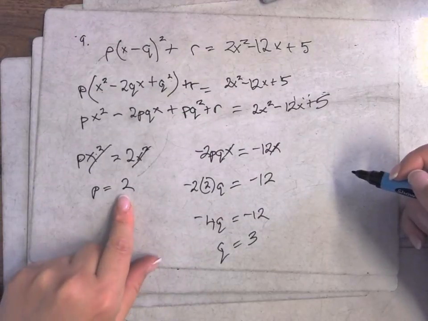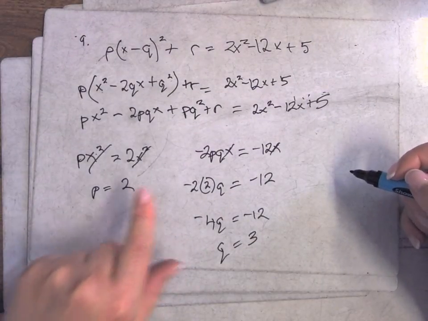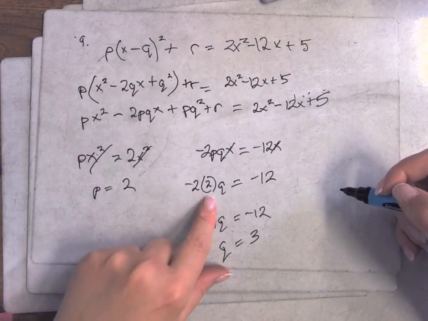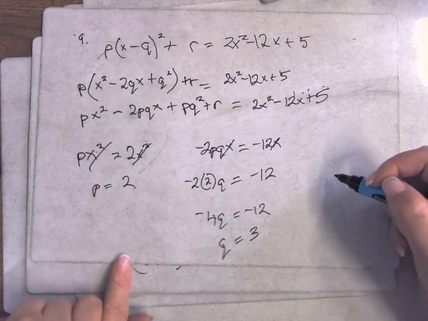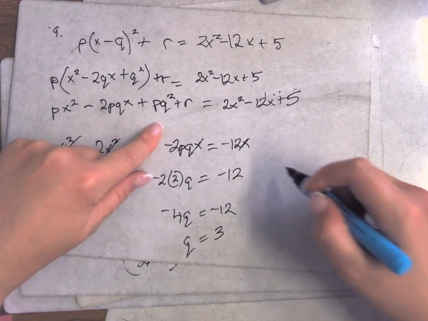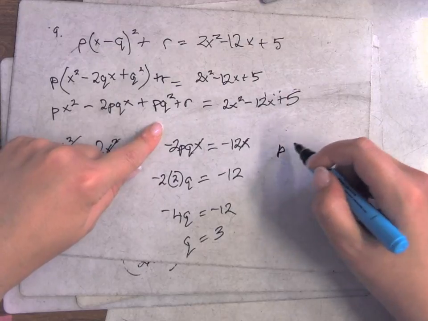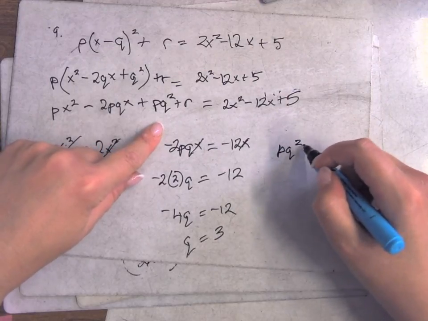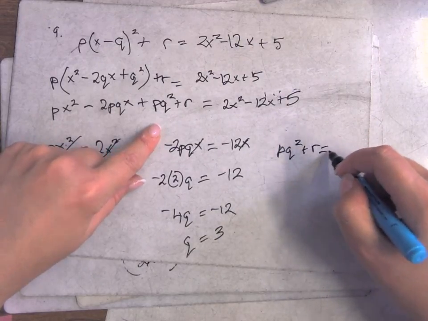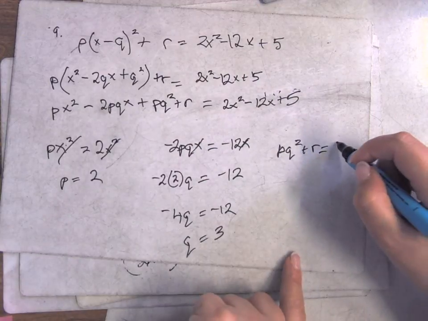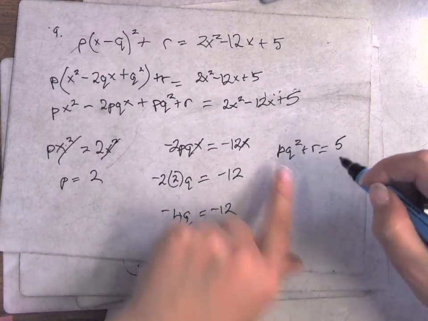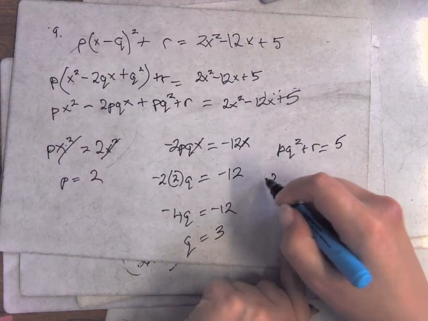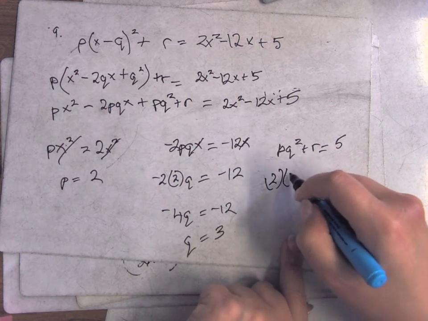Because I just figured out, see over here, I figured out p is 2, so instead of that p, I put in a 2. Okay, right, then I pick the number on the left. The numbers on the left are p, q squared, plus r, and I equal that to the number on the right, which is just 5. Okay, I know what p is, it's 2. I've just figured out what q is, it's 3.